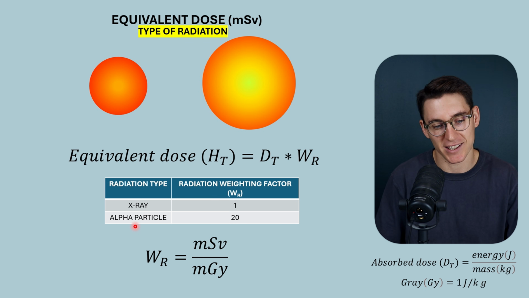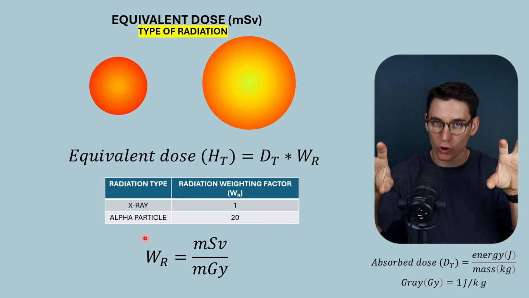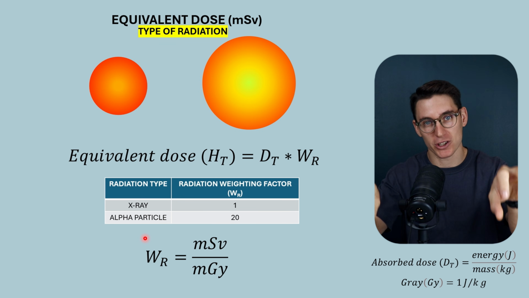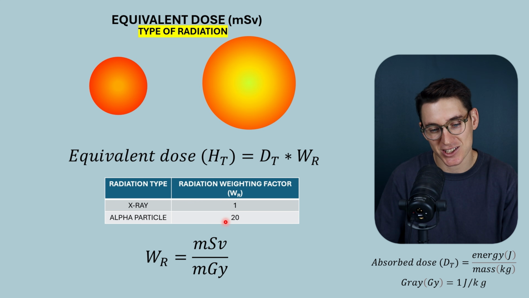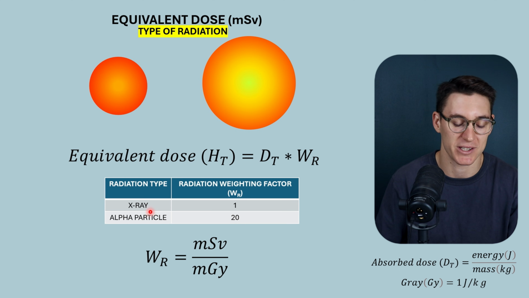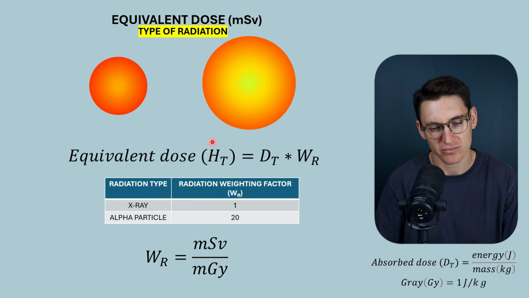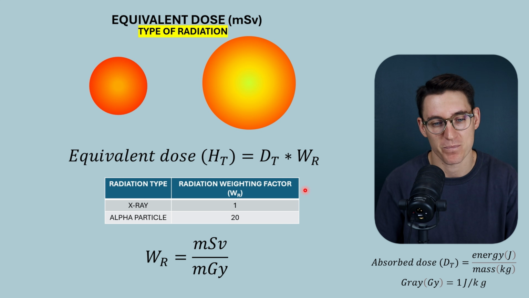Now, what we're saying here is that for the same absorbed dose between X-rays and alpha particles, the same joules per kilogram deposited into the tissues, that patient is 20 times more likely to get long-term, say, cancer or stochastic effects from an alpha particle than they are for the same absorbed dose of X-rays here. So the equivalent dose accounts for the type of radiation. It's often forgotten about in X-ray radiation because this weighting factor is 1. But importantly, those units change because we're now talking about risk.